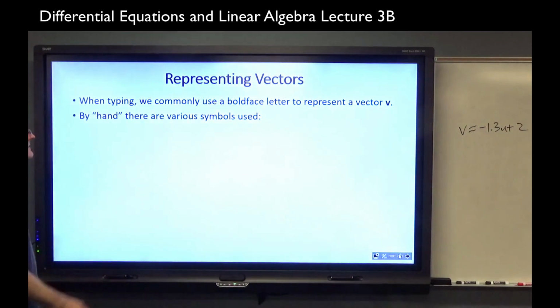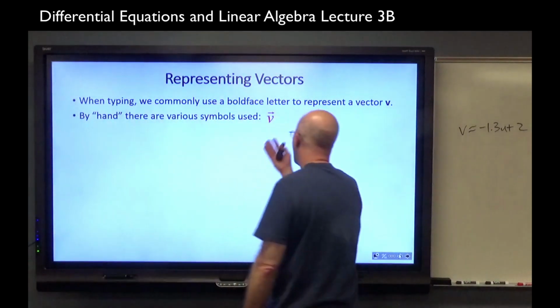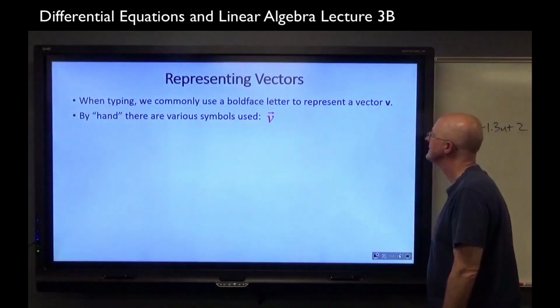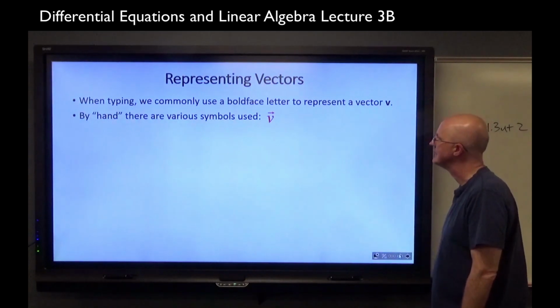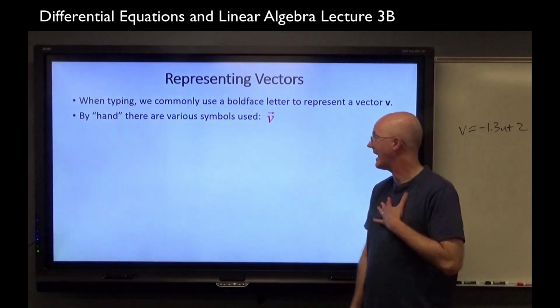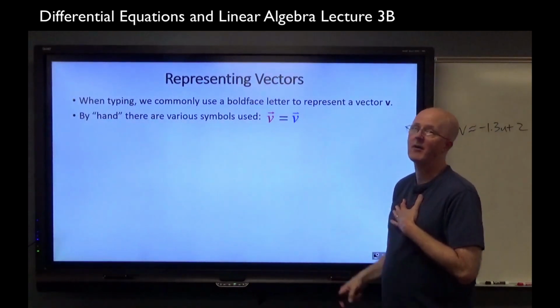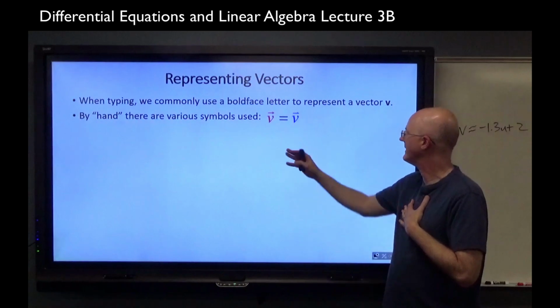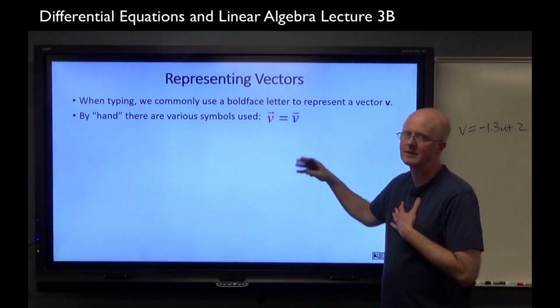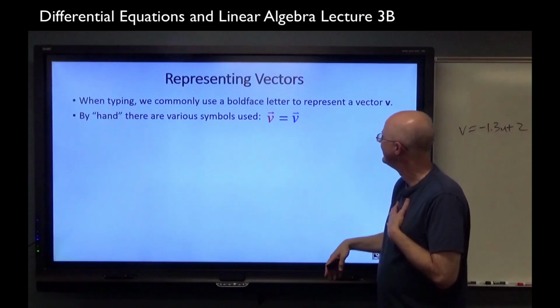When you write it by hand, there are various symbols used. The first one here is probably the best one. Put an actual arrow above it. The second one here I'm about to show you is the one I most commonly use personally. A little half arrow above it. By the way, the color is just for fun, just to catch your eye. It doesn't matter, you don't have to color them.